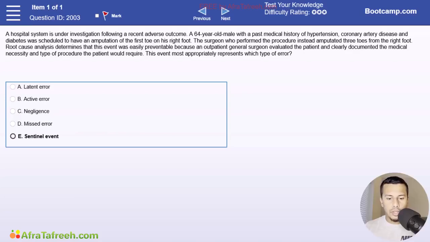So the correct answer in this case was choice E, a sentinel event. Hopefully you got that right, but let's go through everything, break it down, and make sure we know why choice E was the correct answer.